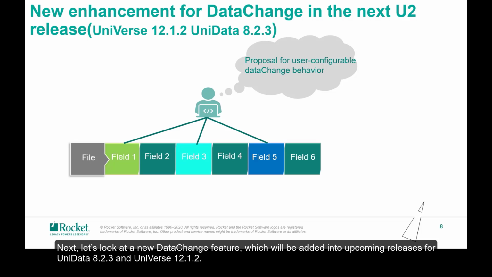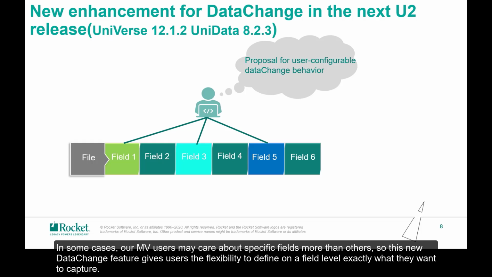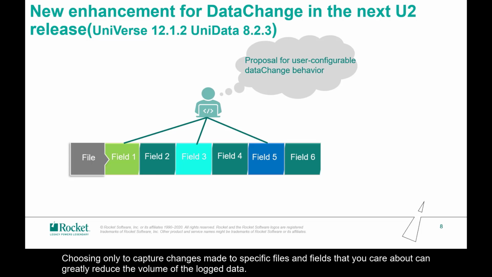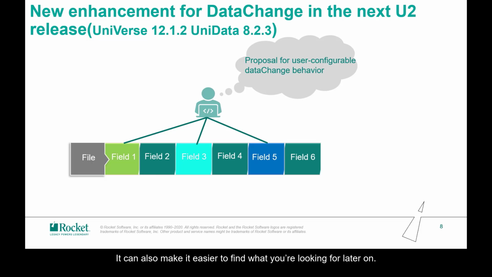Next, let's look at a new feature, which will be added into upcoming releases for UniData 8.2.3 and UniVerse 12.1.2. In some cases, our MV users may care about specific fields more than others, so this new feature gives users the flexibility to define on a field level exactly what they want to capture. Choosing only to capture changes made to specific fields that you care about can greatly reduce the volume of the logged data. It can also make it easier to find what you are looking for later on.